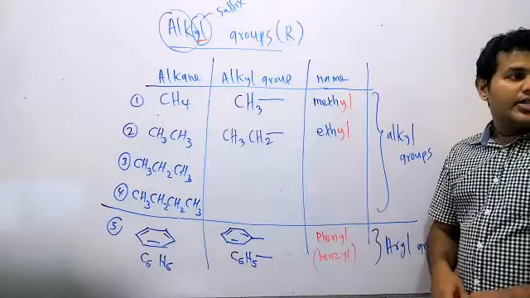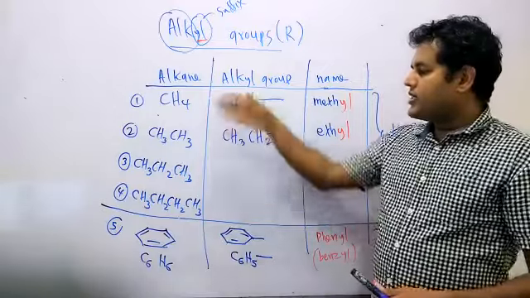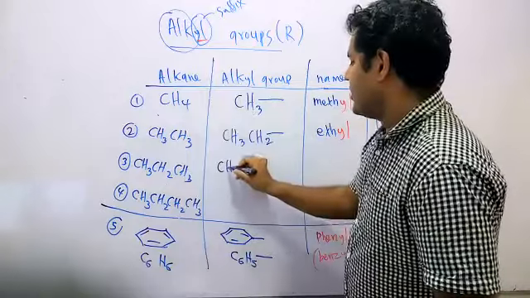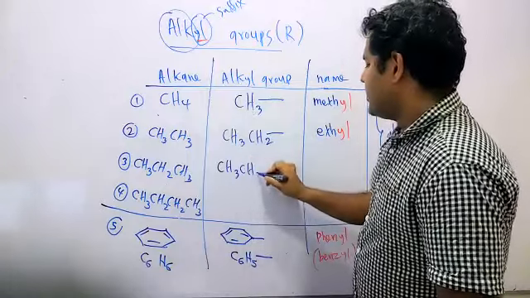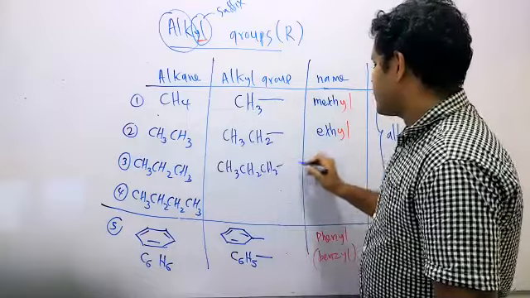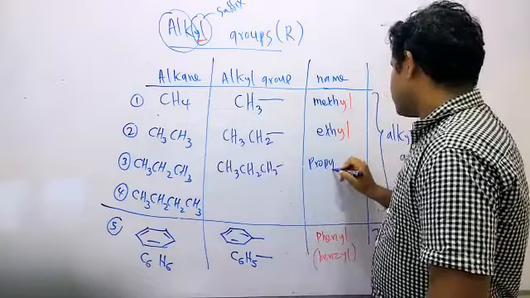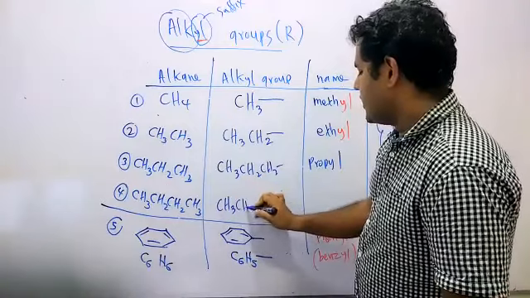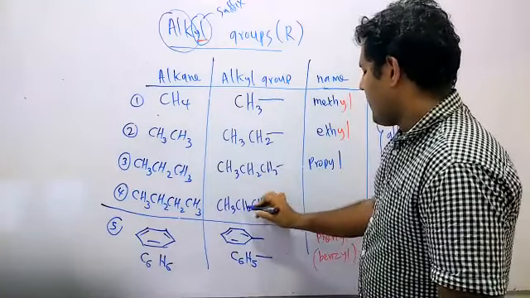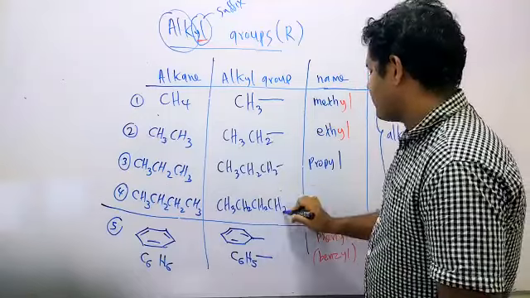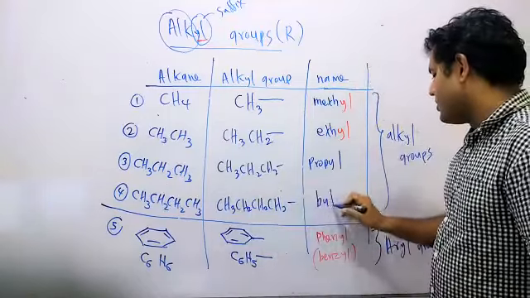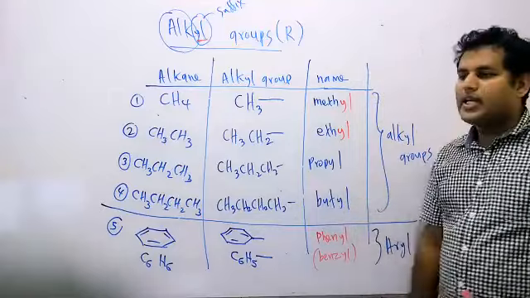Okay. So basically, you have to know these 4 alkyl groups: methyl, ethyl, propyl. This is propyl: CH3, CH2, CH2 dash. And here this is CH3, CH2, CH2, again CH2. 1, 2, 3, 4. So this is butyl. Methyl, ethyl, propyl, butyl.